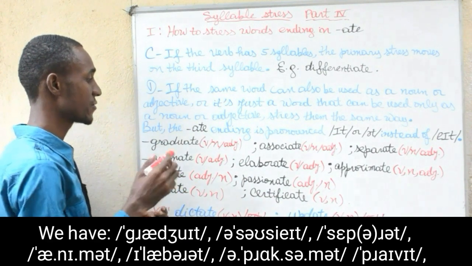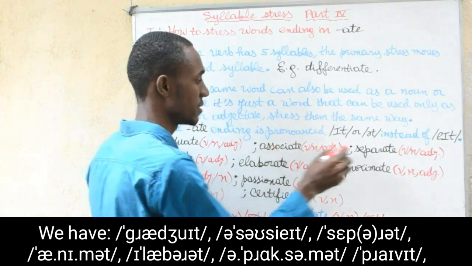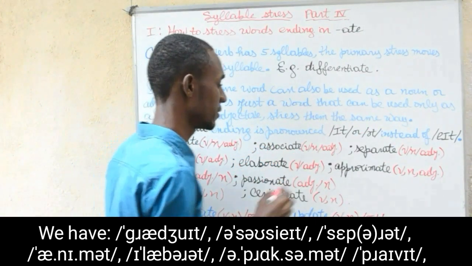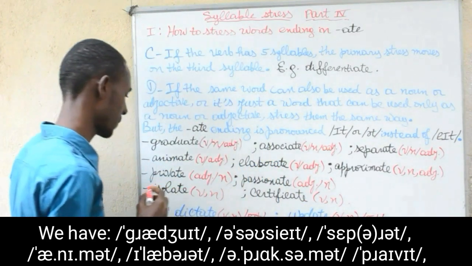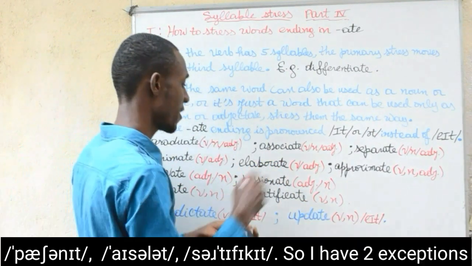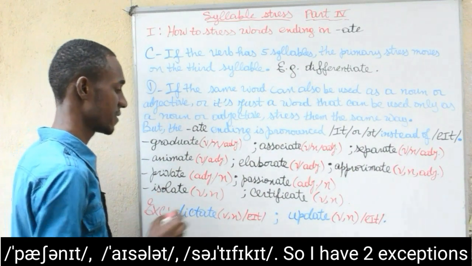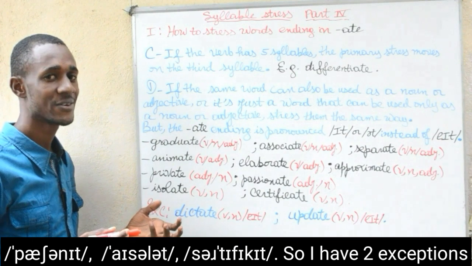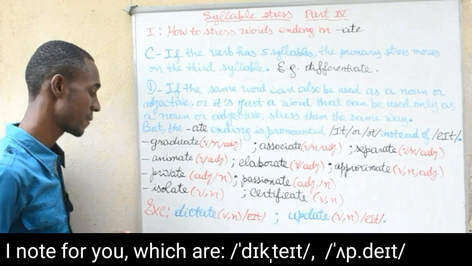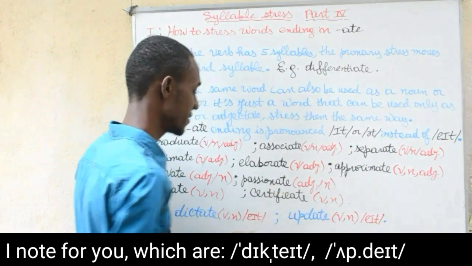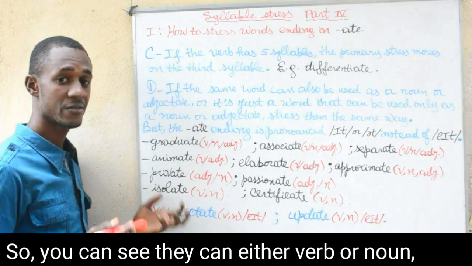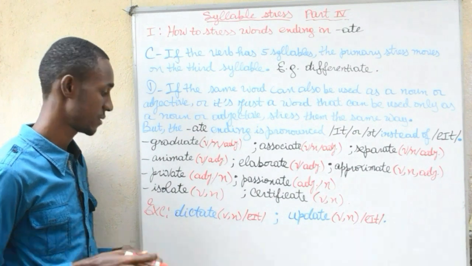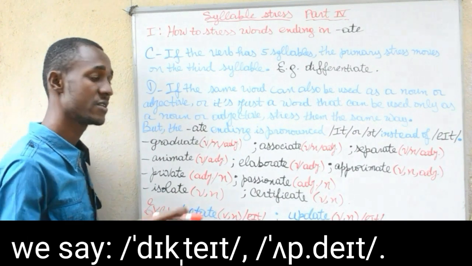We have graduate, associate, separate, enemy, elaborate, approximate, private, passionate, isolate, certificate. I have two exceptions I note for you, which are dictate and update. You can see they can be either verb or noun, but we still pronounce them the same way. We say dictate and update.